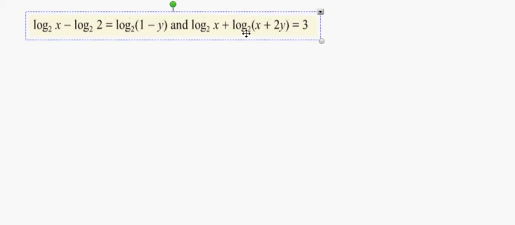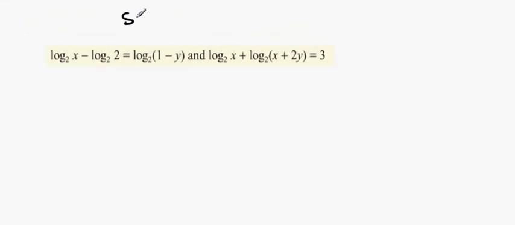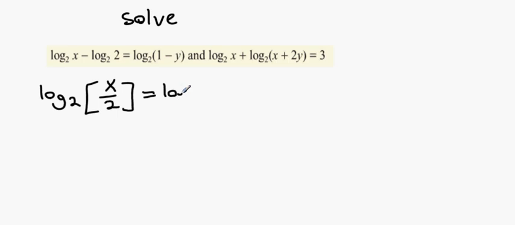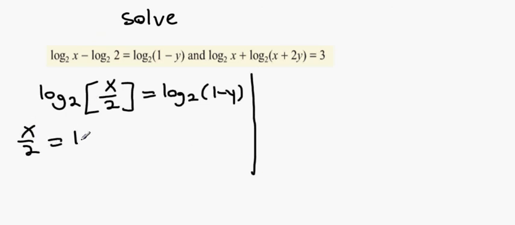Now, what happens next is we're going to have to solve this question here. Solve. Okay. Now, to solve this question here, we're going to use the log rules. Okay, so this one is a takeaway log rule, so they're both the same base, so it's going to be log of x over 2 equals log 2 of 1 minus y. Okay, this means that x over 2 equals 1 minus y, multiplied by 2, x equals 2 minus 2y.